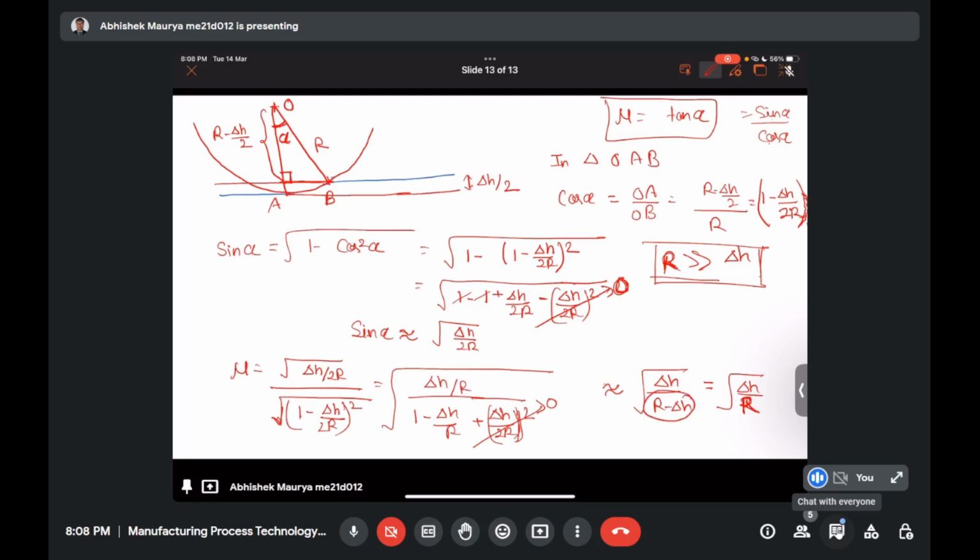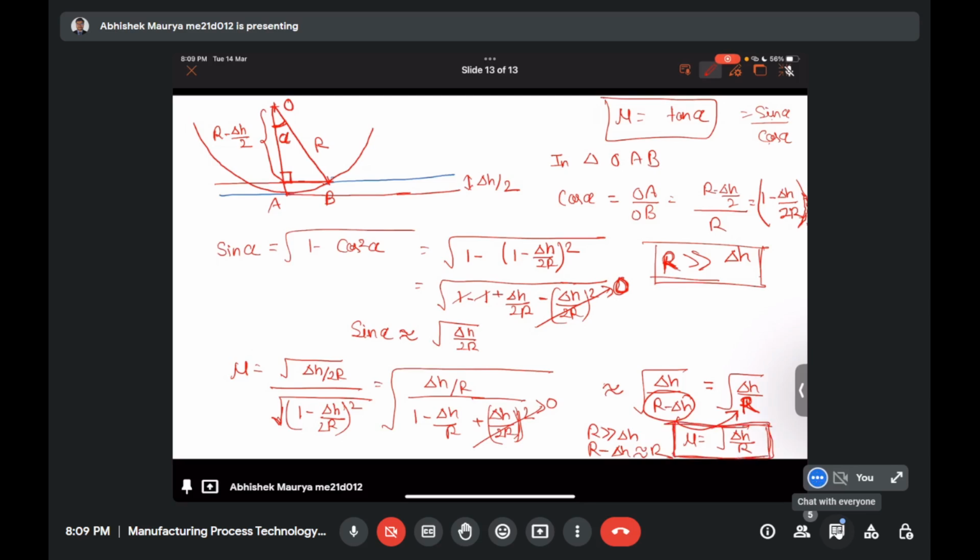So basically here what we are doing, R is much greater than delta H. So if we subtract a very small thing from R, delta H, we will again get R. So that's why we have substituted this with the R. So the final relationship which we have got is mu is equal to root over delta H by R, and this relationship we have got by considering the extreme condition where the rolling is possible.